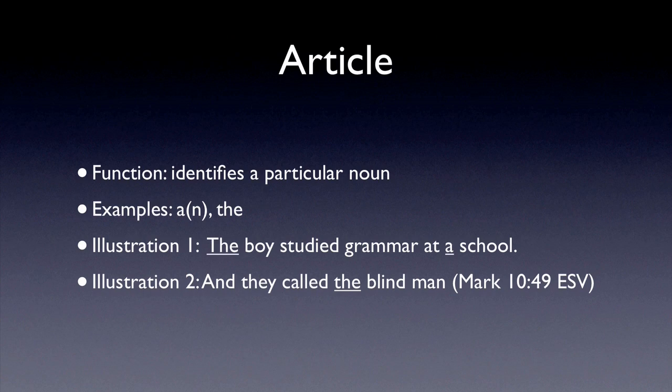An article identifies a particular noun. In English, we have two. The first is the indefinite article, a, sometimes spelled an, when it appears in front of a word that begins with a vowel, and the definite article, the. In our first illustration, the boy studied grammar at a school. The is the definite article that identifies the boy, and a is the indefinite article that modifies school. In our second illustration, and they call it the blind man, the is the definite article that identifies the blind man.